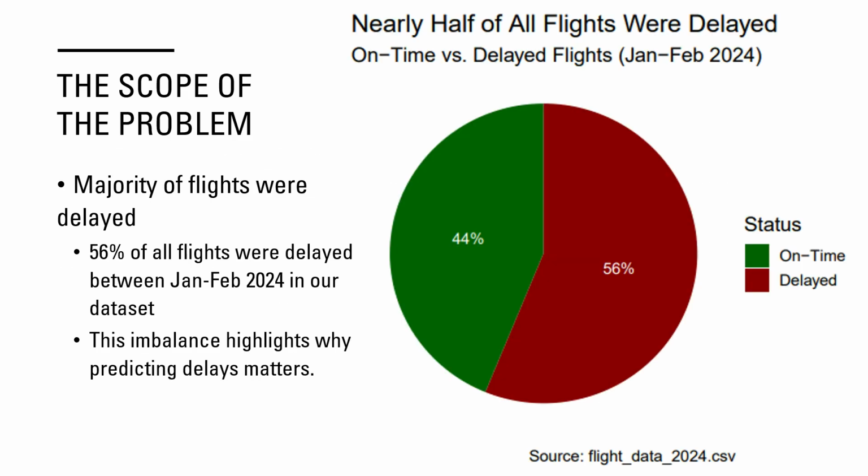Looking at the results of my clean data, this pie chart was my first major finding. In the specific filtered dataset, nearly 56% of flights were delayed. This is surprisingly high and highlights just how widespread operational delays were in early 2024.